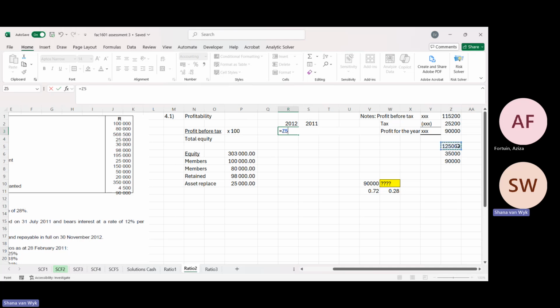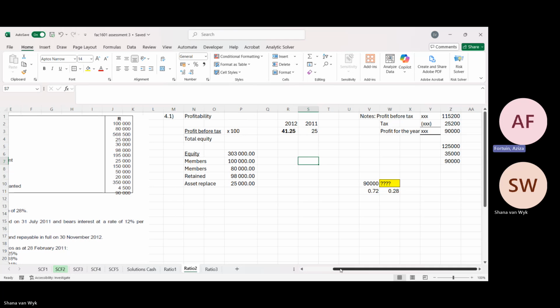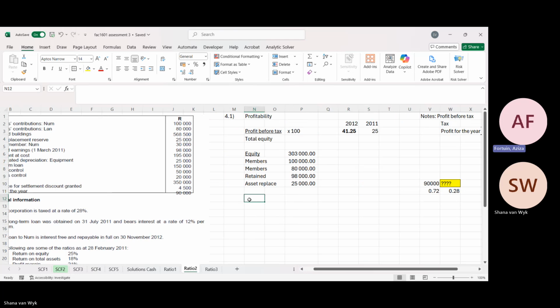So this one is profit before tax divided by this one times 100. 41? Yes. That's a substantial increase. You can write there, it's a substantial increase. It means that maybe more effective profit management. More effective management.